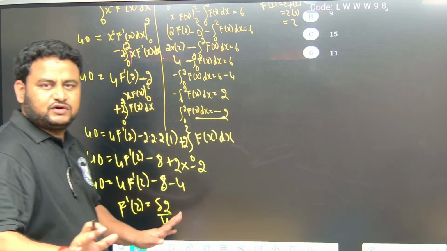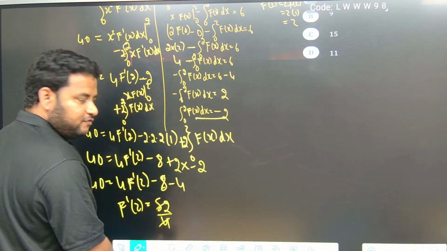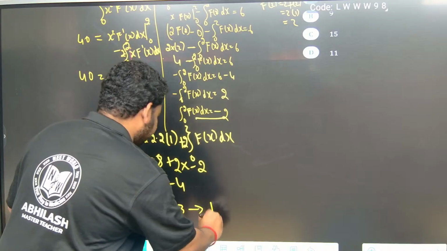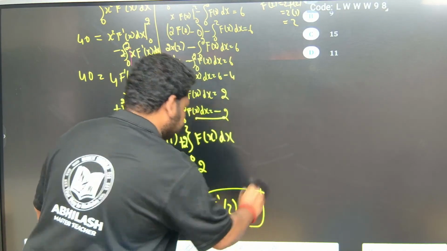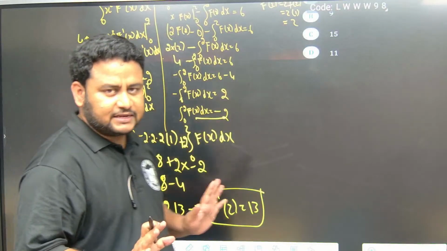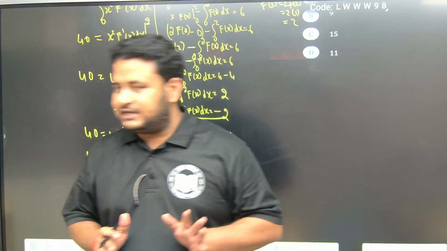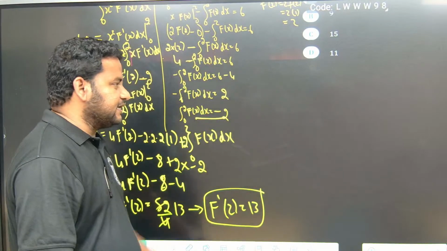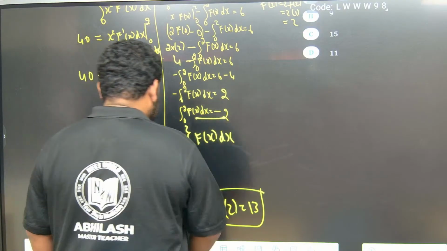F dash of 2 is nothing but equal to 52 by 4, that is 4 ones are 4, 13s are 52. So F dash of 2 will be equal to 13, this is the value I will get. I understand it is a little bit calculative, but conceptually it is very simple, so nothing much to worry about. So F dash of 2 is equal to 13.